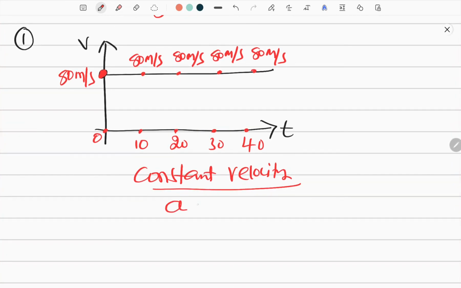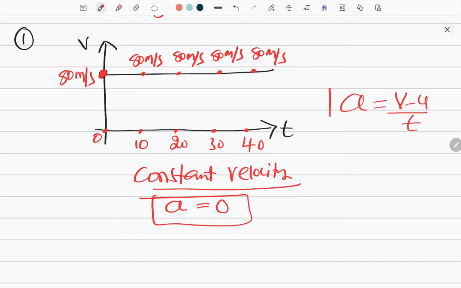If velocity is constant, what will be the acceleration? Acceleration will be 0, because acceleration means what? Acceleration means rate of change of velocity. In the last video I have explained that. Okay, if you don't know about acceleration, the link is in the description.